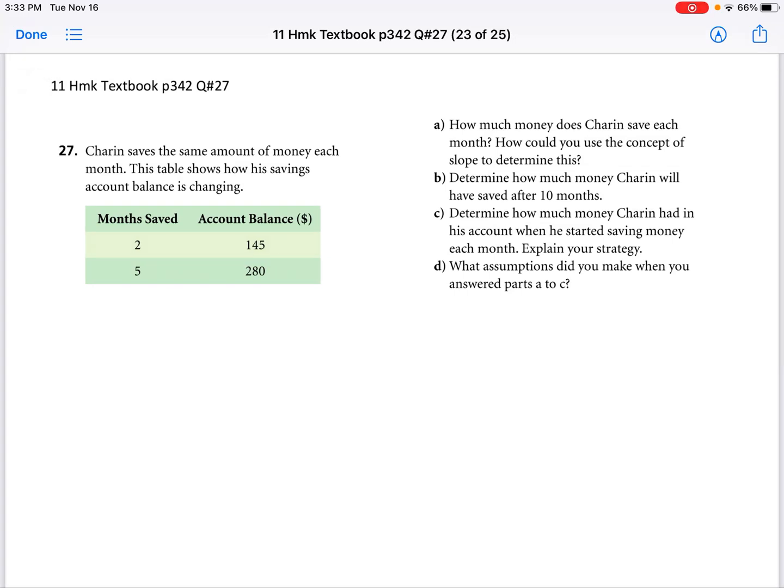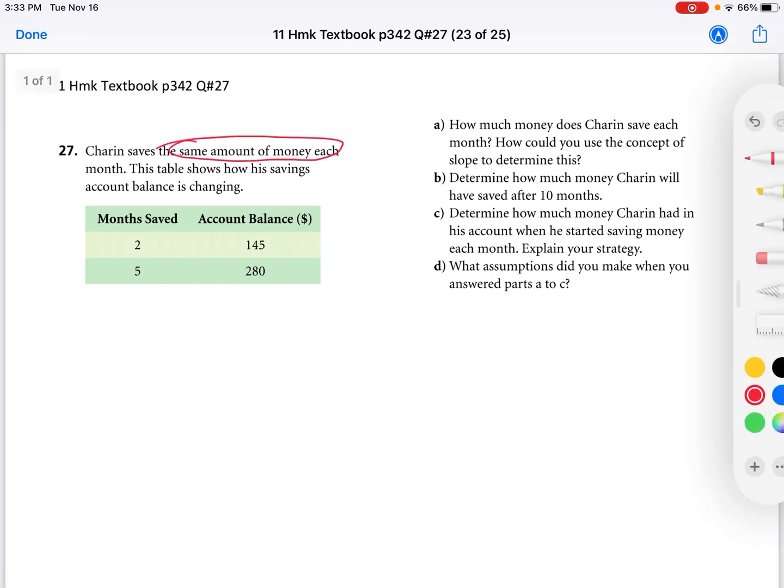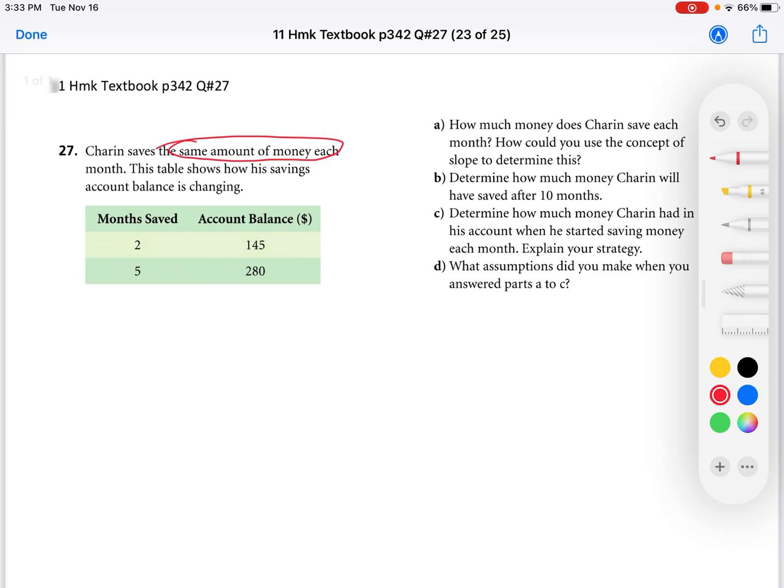So number 27 says, Shirin saves the same amount of money each month. This table shows how his savings account balance is changing. So the same amount each month means that this is a constant rate, or this is a slope. Okay, so that indicates a constant rate.